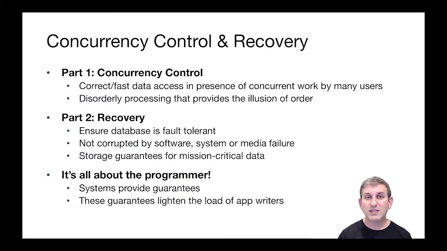So when we talk about concurrency control and recovery, we're going to talk about two main components, as I said. The first is concurrency control. And here the goal is to have correct and fast data access in the presence of concurrent work by many users. Many users hitting the database at the same time. We want to make sure that the results that they observe make sense and go fast. And all this is happening in the face of disorderly processing. Things are coming in, they're not necessarily being run in any particular order, but we want to provide the illusion to the programmer that their program is running in a familiar, ordered way. So that's going to be our challenge.